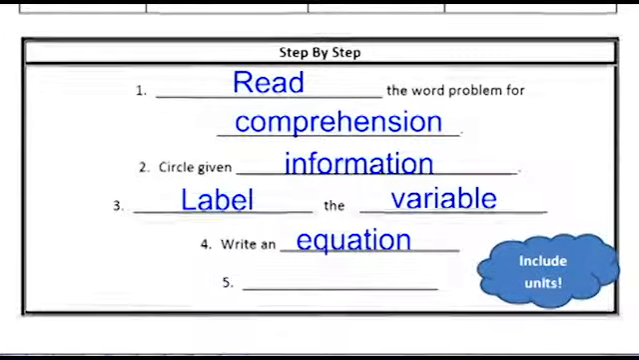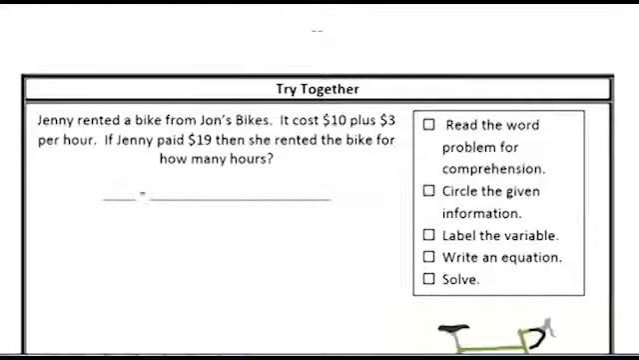And the final step is solve. Everything we do involves units. Okay, your final answer has to have units. Your variable has to have some form of a unit. All of these steps are required and expected.